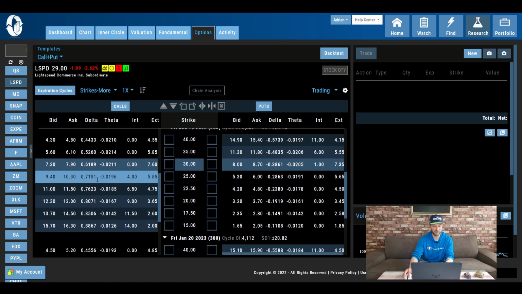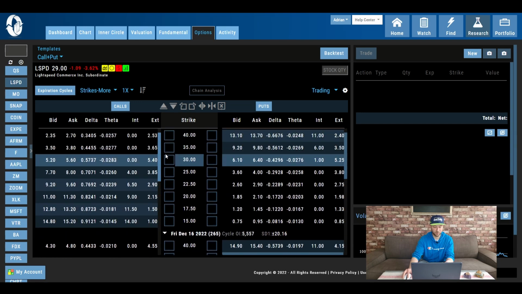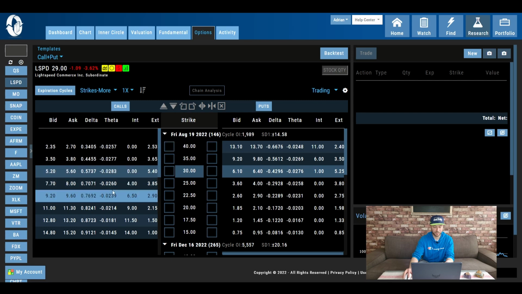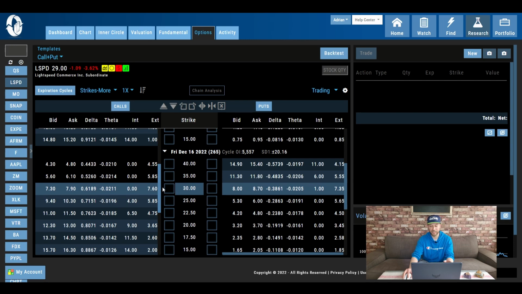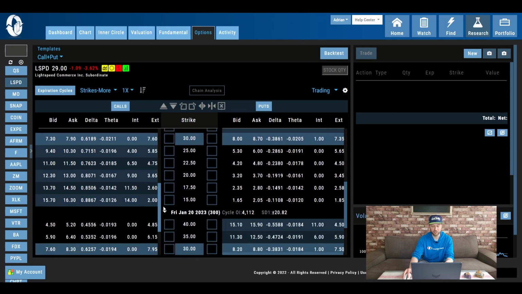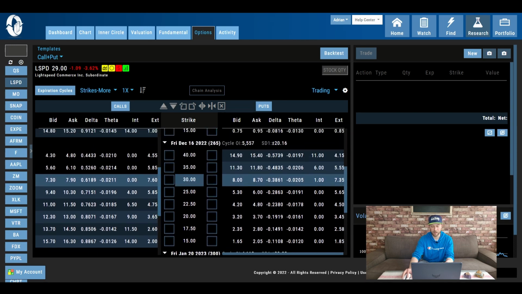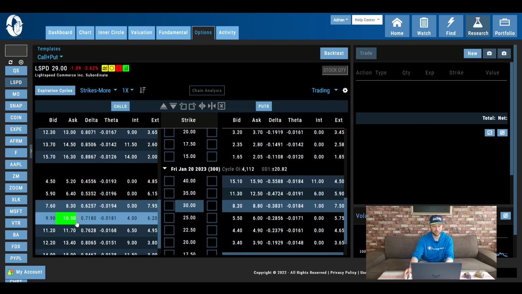Again, the delta is sitting around the 70s, but your theta decay compared to the other one is lower here. So this one is at 0.0196, whereas the one on August 19th, you're looking at 0.0260. Now, if you want to be even more conservative, you can look at this January 20th, so an extra month from this December 16th, and this one is only costing you an extra $20 and you get an extra month, also lower theta decay, and your break even is again around that $35.50.